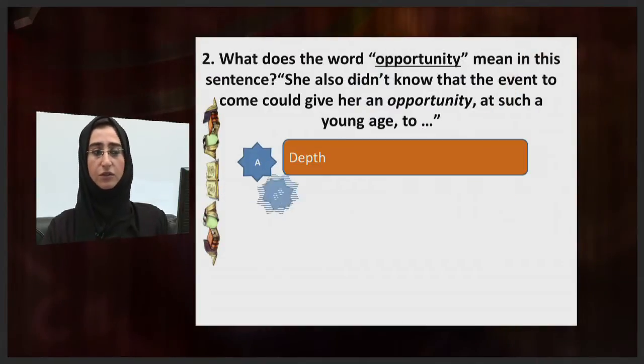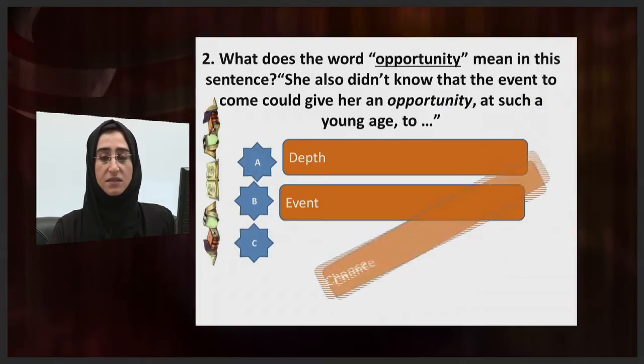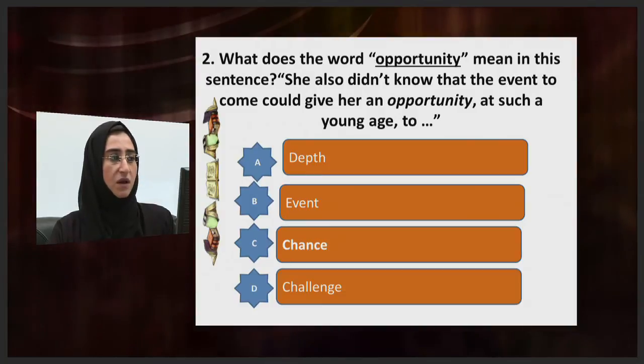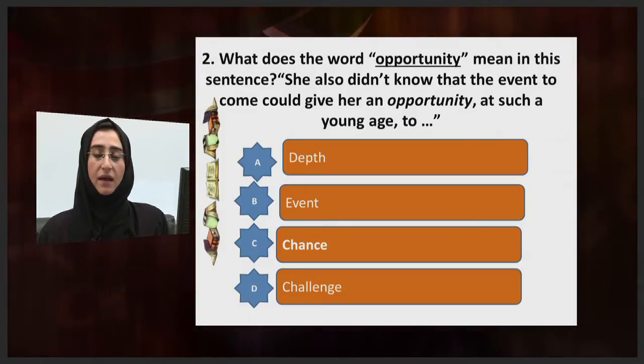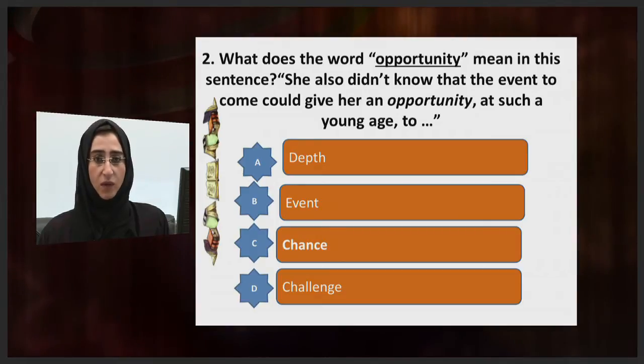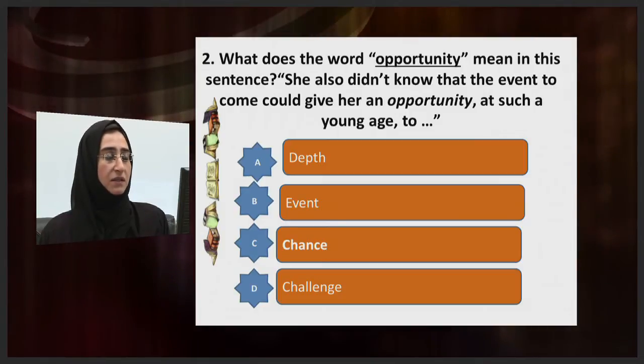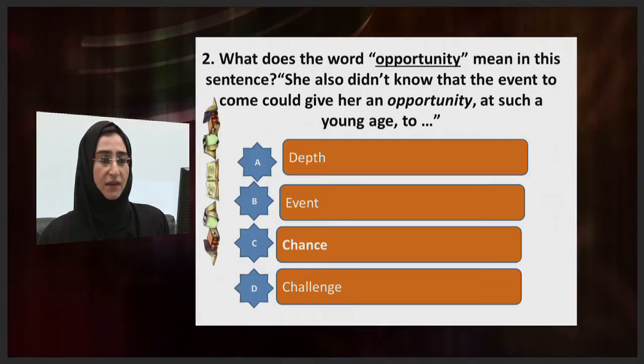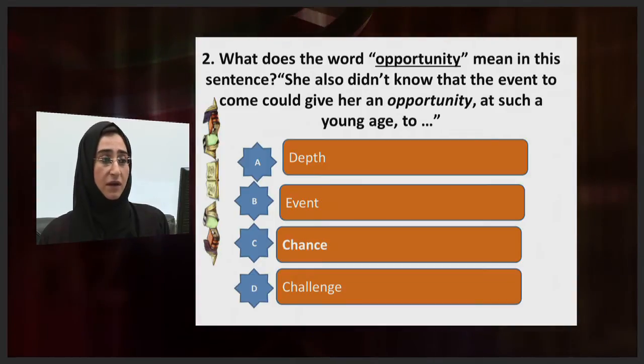Now we're going to go through the scanning part, which is supporting details about the reading text. The second question, as I told you before we start, you need to read the questions very well, read the distractors very well, try to get the keys and go through the reading. So number 2, what does the word opportunity mean in this sentence? She also did not know that the event to come could give her an opportunity at such a young age too. So we have the word opportunity and we have some distractors here.